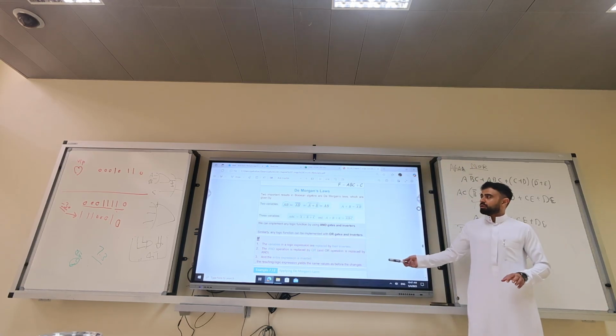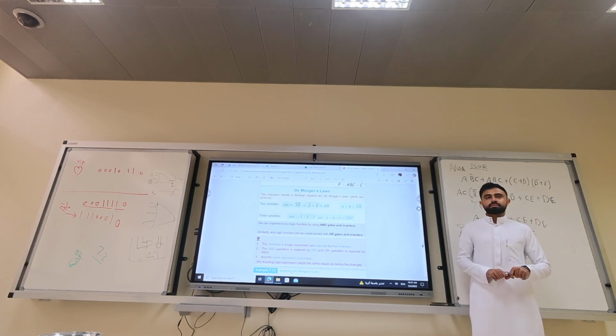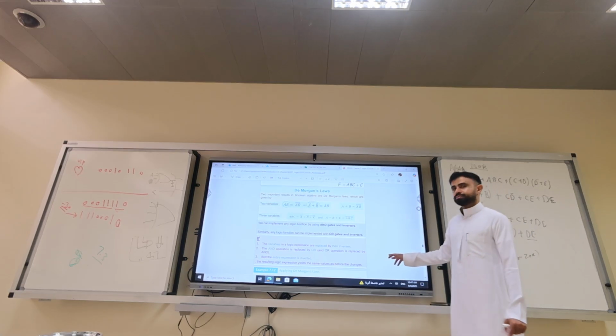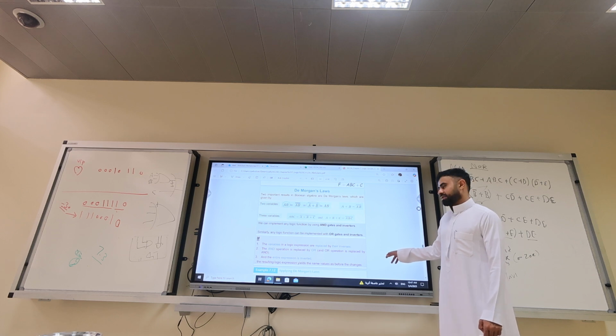Abdurrahman, how many steps in De Morgan's law? 3 steps. Can you please summarize them? First, you replace every OR with an AND. Yes. Second? Then you invert every input. Yes. And then you invert everything else. Good job.